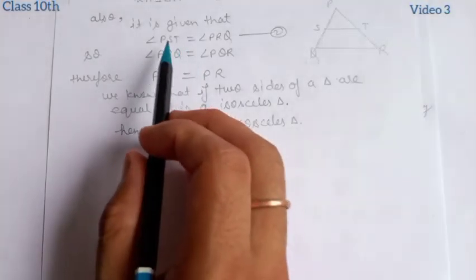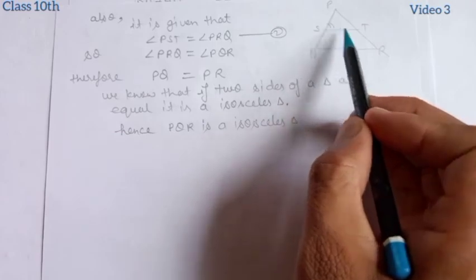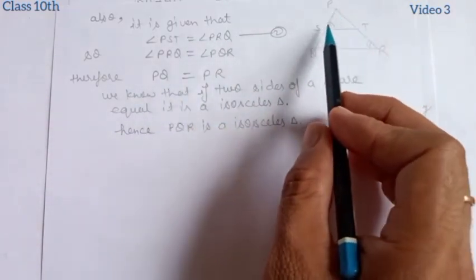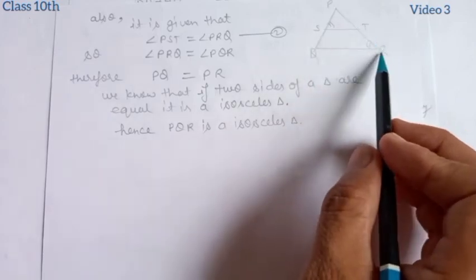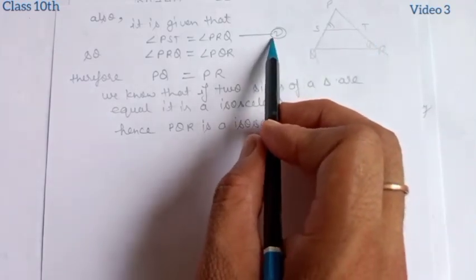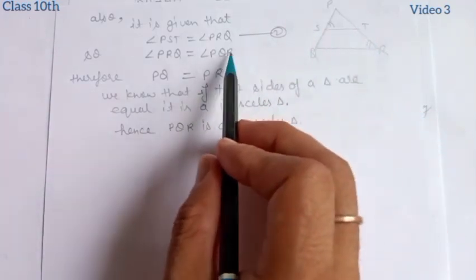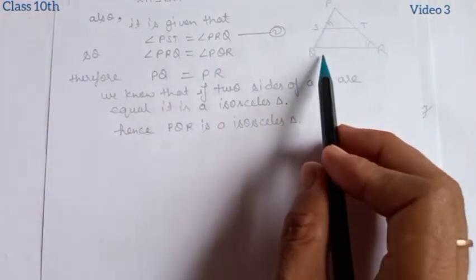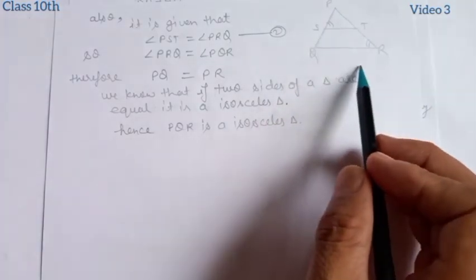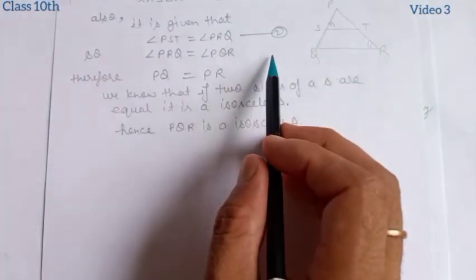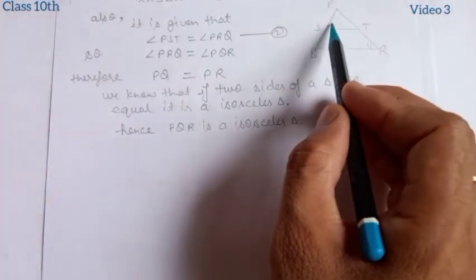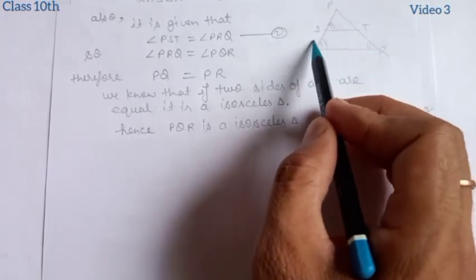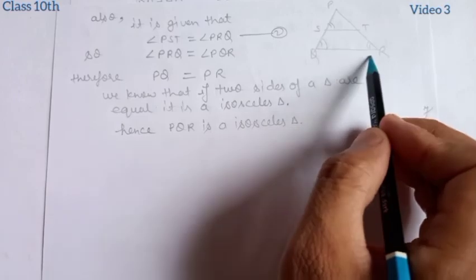Also it is given that angle PST is equal to angle PRQ. Mark this as equation 2. It is given in the question. So now, students, PRQ is equal to PQR. Why? By using equations 1 and 2, we obtain that this angle is equal to this angle, so we obtain angle Q is equal to angle R.